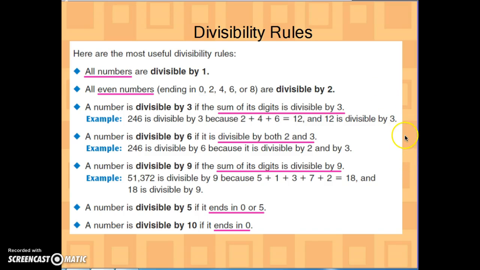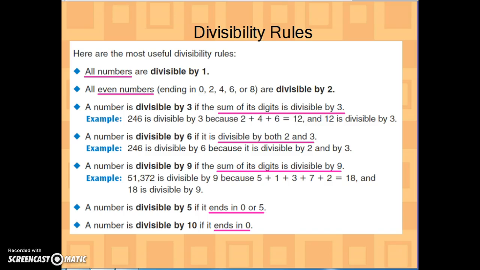To find out if a number is divisible by 3, you're going to add up the digits in the number and then divide by 3. So in the example, 246 is divisible by 3. We add 2 plus 4, which is 6, plus 6, which gives us 12. Now to test this, can you do 12 divided by 3? Yes, that would equal 4. So 12 is divisible by 3, so this larger number, 246, is divisible by 3. A number is divisible by 6 if it's divisible by both 2 and 3. We know that 246 is even, and we know that it's divisible by 3, so it's divisible by 6.